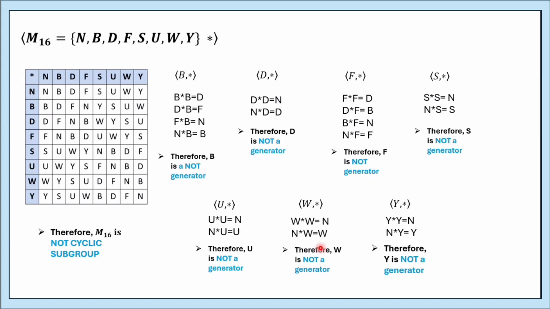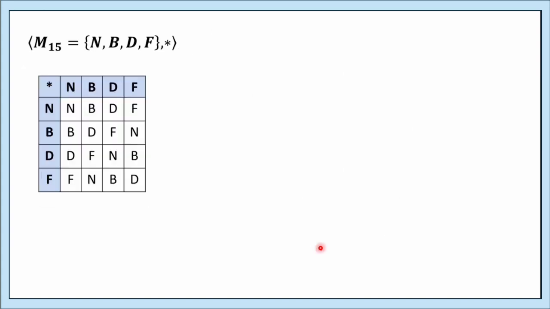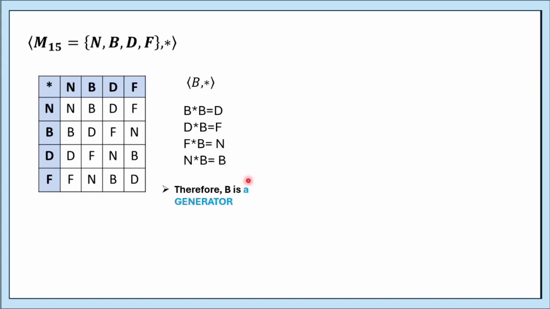Since M sub 16 doesn't have any generator, therefore, it is not a cyclic subgroup. For M sub 15, we have the set of N, B, D, and F under the binary operation star. So for B, we have B star B is equal to D, star B is equal to F, and F star B is equal to N, and N star B is equal to B. And as you can see, B generates all the elements of the set, so B is a generator.